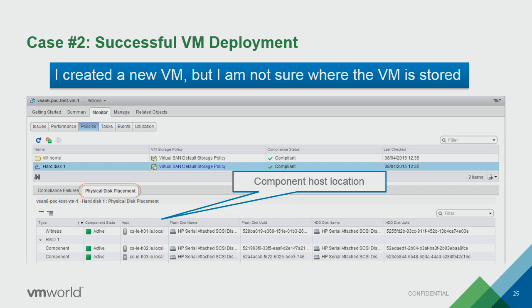It will tell you which host a component is on. It will tell you which storage device a component is on. So this is a question that comes up a lot. How do I know that the virtual machine is rolled out tolerating one or more failures? You can actually look at the layout of the virtual machine's components through this view here.